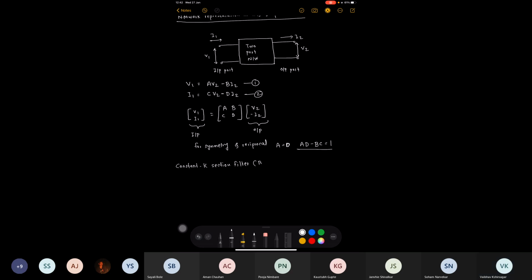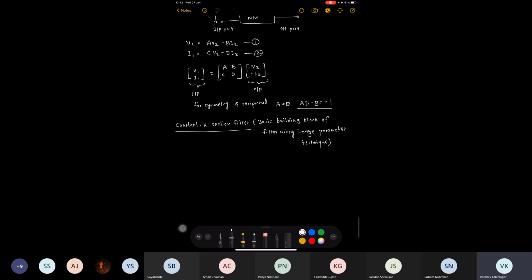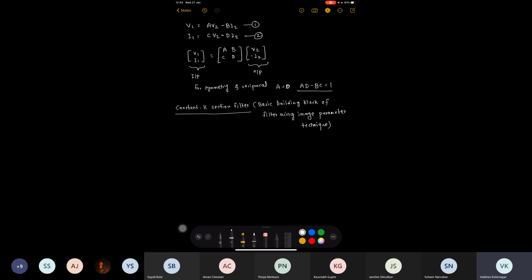Remember that this is the basic building block of filter using image parameter technique. Image parameter technique. Please remember. Okay, constant K section filter. Now we are going to have the details on how to design constant K section filters. This is the basic building block.